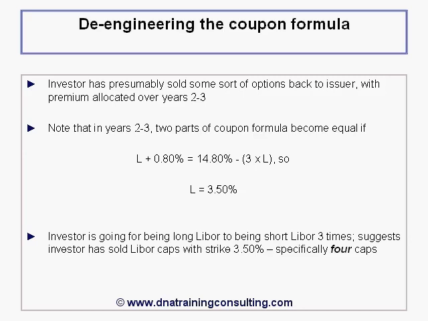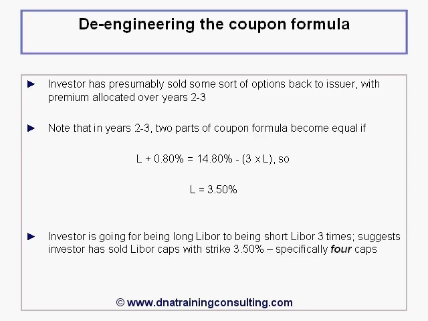In turn, this suggests that the investor has sold caps on LIBOR with a strike of 3.5%, and specifically that she has sold 4 LIBOR caps at that strike, the number 4 being the number that pulls an exposure of +1 all the way down to an exposure of -3.